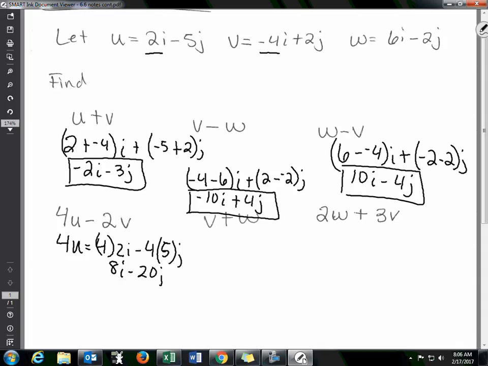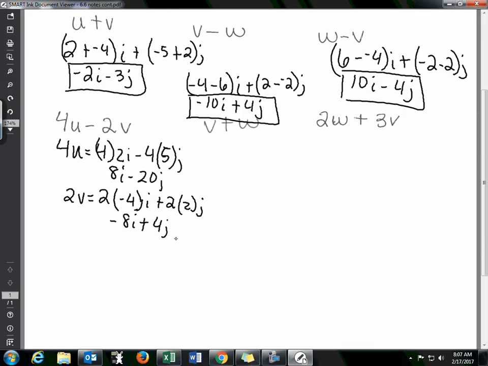And then 2v equals 2 times a negative 4, oops, it's not j, that's i, and then plus 2 times 2j. So 2 times negative 4 is negative 8i, and then 2 times 2 is 4j.